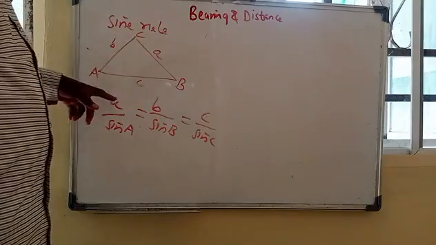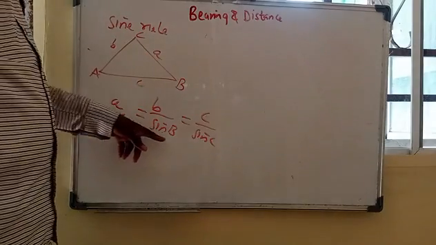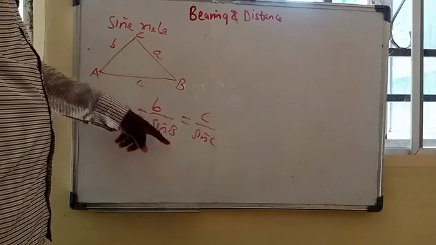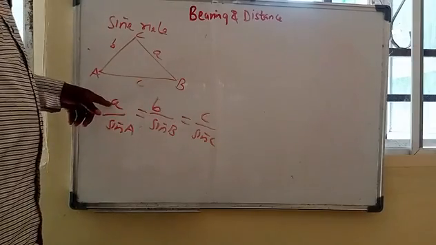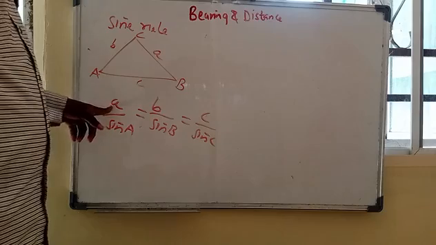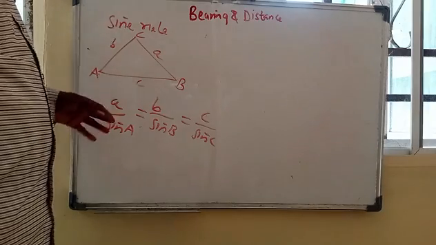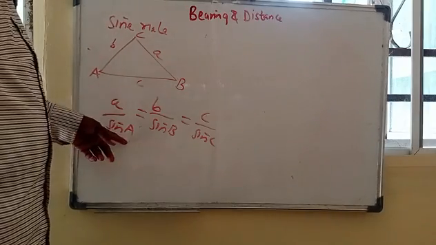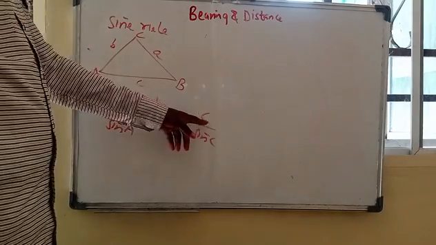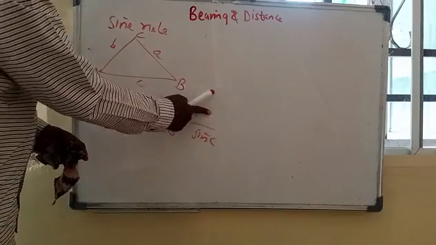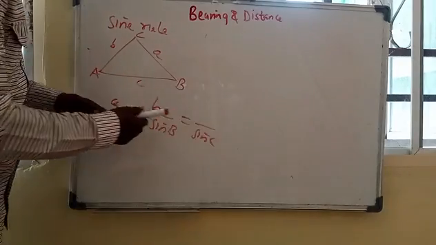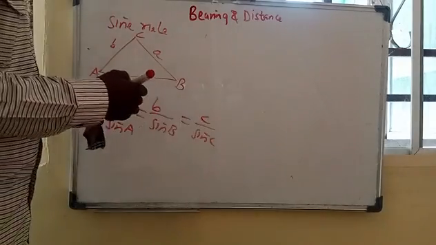So if we know A and angle B and then side B, then we can equate these two to calculate A. Similarly, if we know, for instance, A and sine C, then we can determine C by equating this to this. So that is what the sine rule is about.